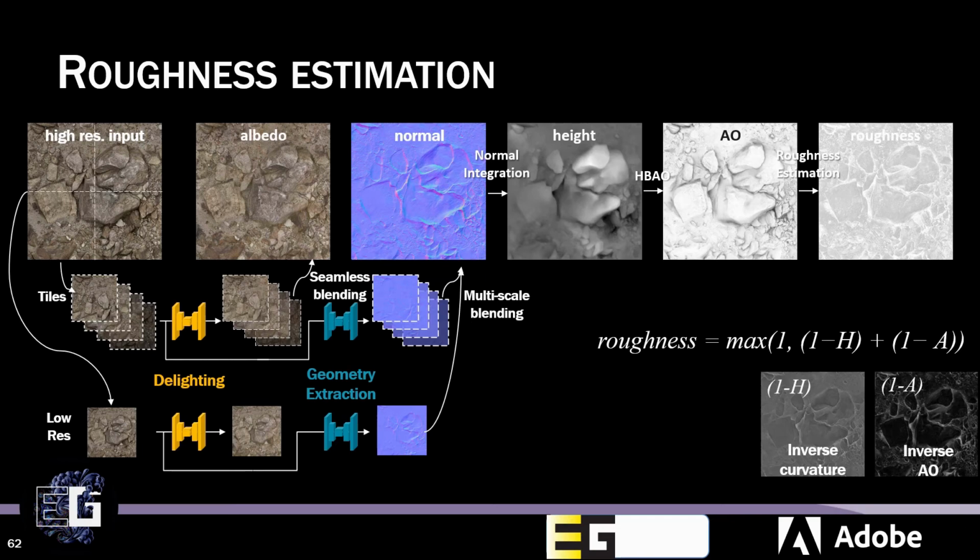Our insight is that salient edges are more likely to be exposed and thus polished, while cavities are more likely to be rough. This formulation, although an approximation, is commonly used by technical artists in the material creation workflow and allows recovering fine-grained roughness variations as the surface curvature is computed at different scales.